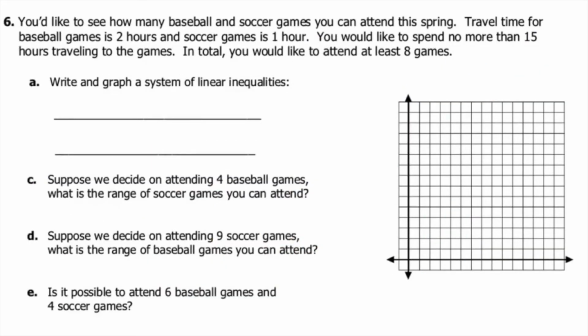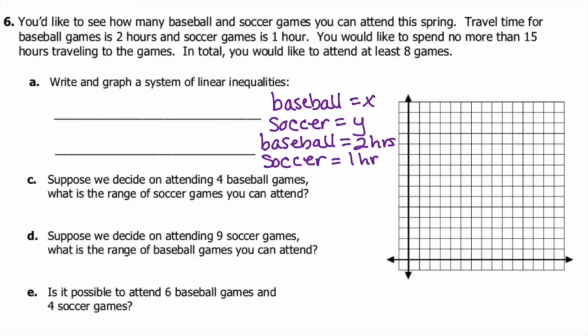All right, and the last one. You'd like to see how many baseball and soccer games you can attend this spring. So they mentioned baseball first, so that's your x, and soccer is second, so that's your y. Travel time for baseball games is 2 hours and soccer is 1 hour. So baseball 2 hours, soccer 1 hour. You would like to spend no more than 15 hours traveling to games. So no more than means less than or equal to, because you don't want it to be more than that, so it would be less than or equal to.